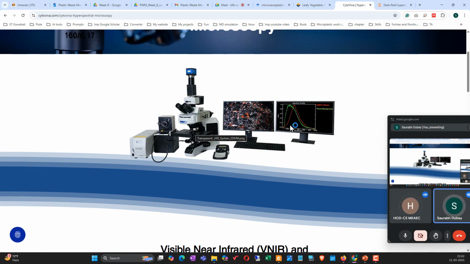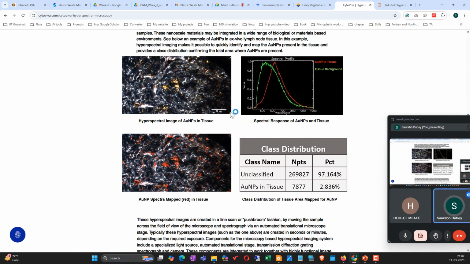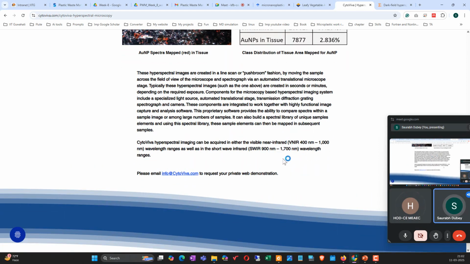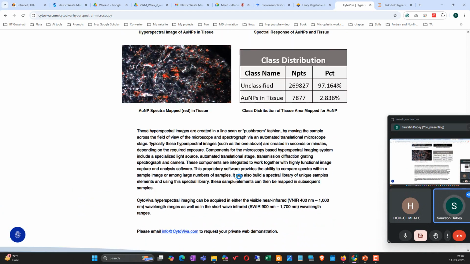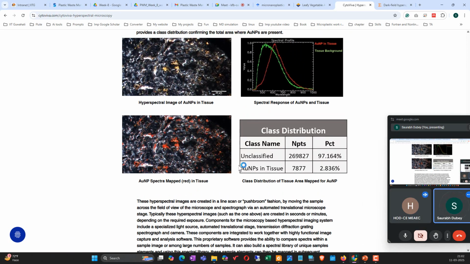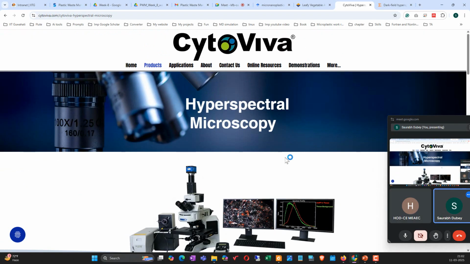Here they have opted for gold. If it has plastic, then the plastic can also be mapped. So this is the most effective technique for complex samples right now, but it is again very costly. So only a few places can actually purchase and use it. But this problem is of everyone.